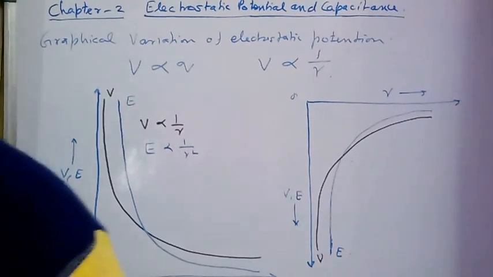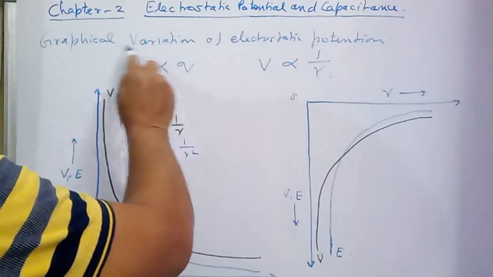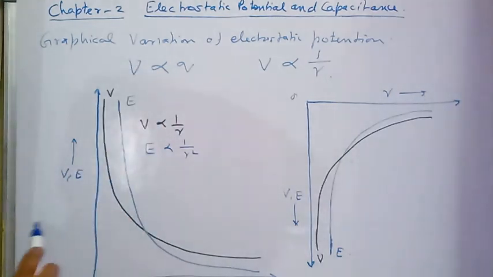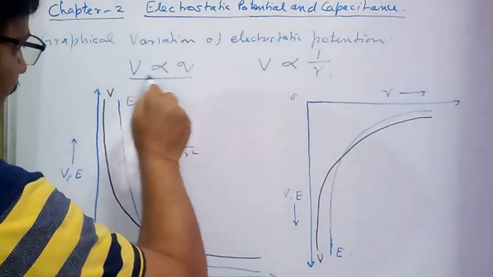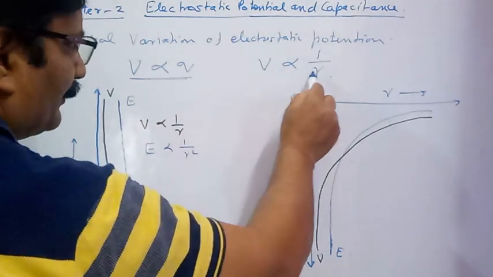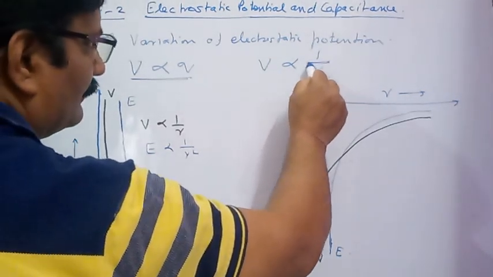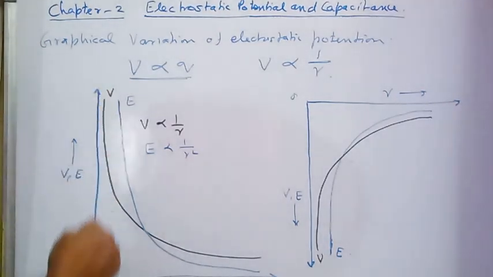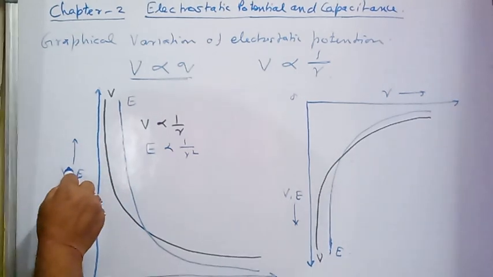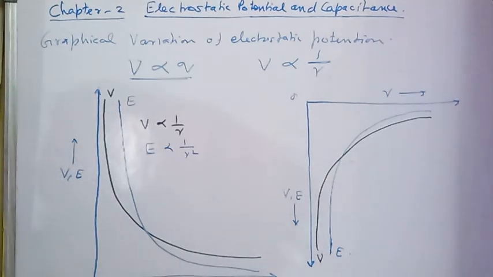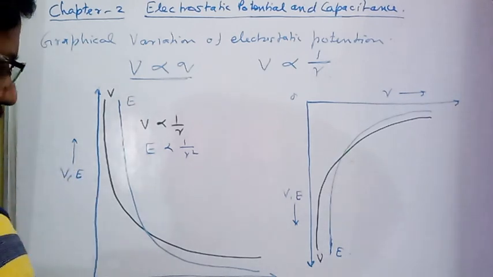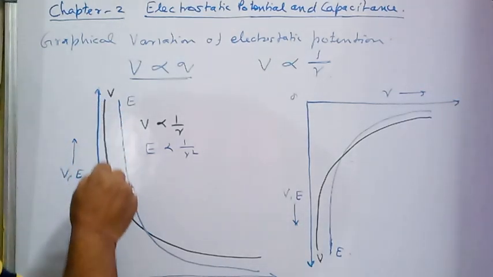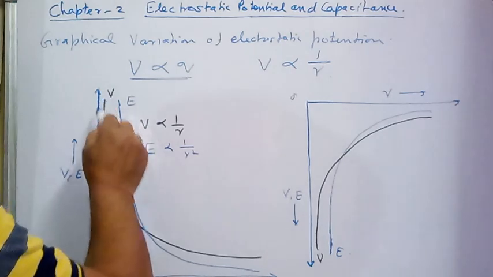Students, this is the graphical variation of the electrostatic potential. In the previous expression we have seen the electrostatic potential due to a point charge is directly proportional to the magnitude of the charge q, and it is inversely proportional to the distance of the point where electrostatic potential is determined. Here in this graph you can see if we plot electrostatic potential and electric field together with respect to distance r from the source charge. Here you can see two graphs are there. The black line is for electrostatic potential.